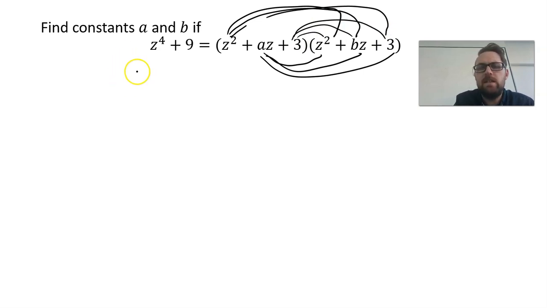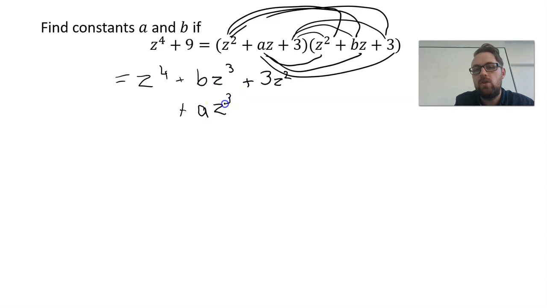So the first thing we're going to do is say this is equal to z squared times z squared, which is z to the power of 4. Then z squared times positive bz, which is plus bz cubed, and then z squared times 3 is plus 3z squared. Next in line is our az. We're going to use a bit of a technique here to make this a little easier. We're doing az times z squared, which is just positive az cubed.